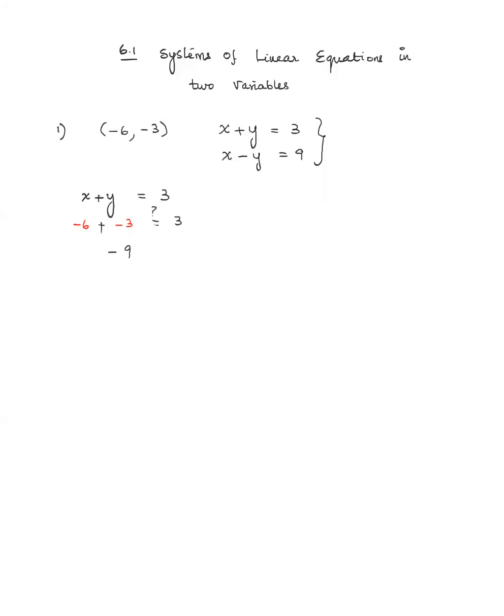So we are getting -9 equal to 3, which is not true. So that means the answer is no, it's not a solution for the given system of equations. So even if one equation doesn't satisfy the equation, the answer is going to be no.